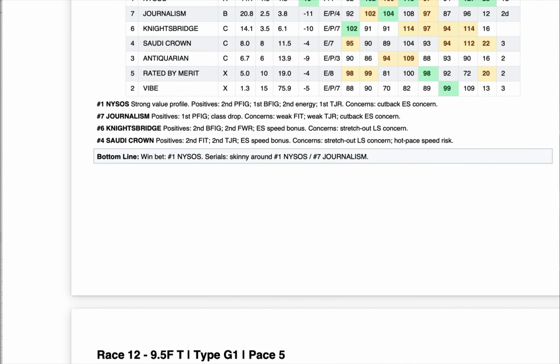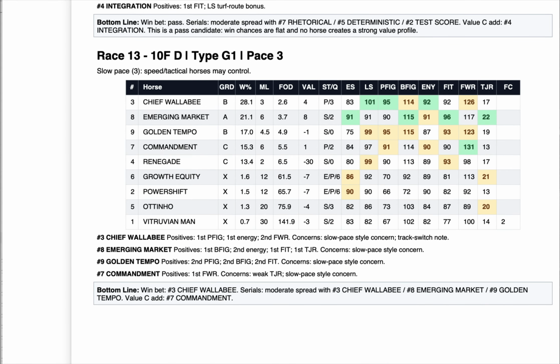And basically it says Golden Tempo, again, we know the B, 17%, the morning line, fair odds value, the value, style of runner, ES, LS, PFIG, BFIG, energy, fit, distance surface fit, fitness workout rating, trainer jockey rating, no form cycle applied. Talks about the 4 horses, says Golden Tempo, positive, second in PFIG, second in BFIG, second in fit, concern, slow pace, stop concern.